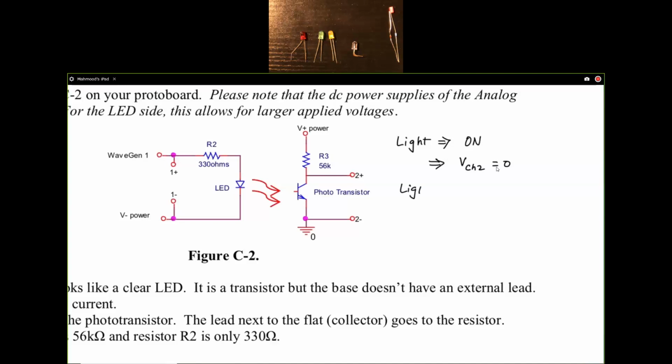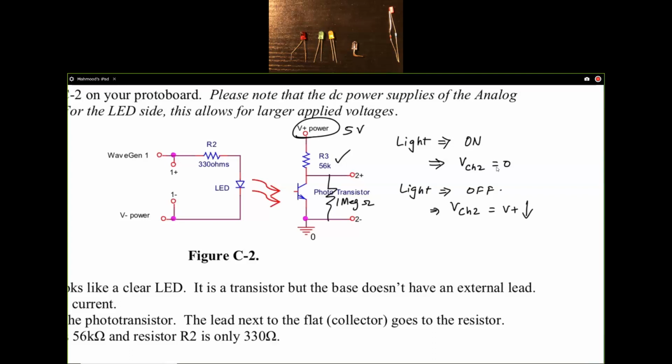When there is no light, the phototransistor is off, which means that the voltage across channel 2 will be a high voltage, very close to whatever you measure on V plus. A little bit smaller than that, because if you have a measurement here, that means that this is going to be 1 mega ohm. That's our input impedance of our analog discovery, and V plus is 5 volts, say. It is going to be split up between 56 kilo ohms and 1 meg. So it's going to be slightly smaller, and we are measuring across that 1 meg resistor.